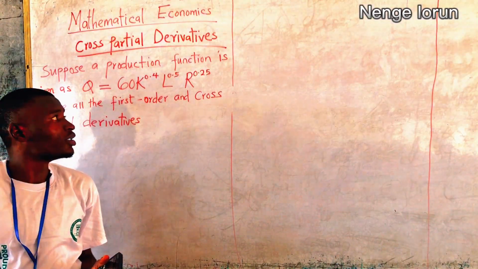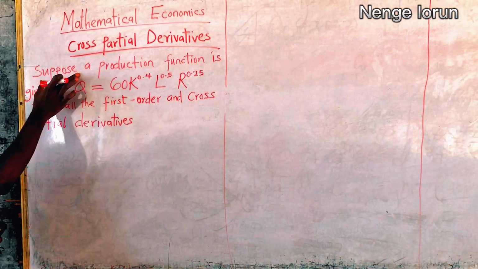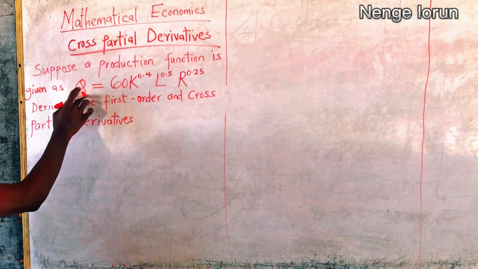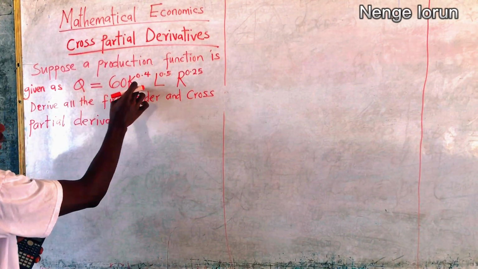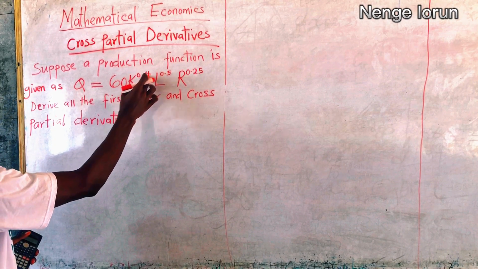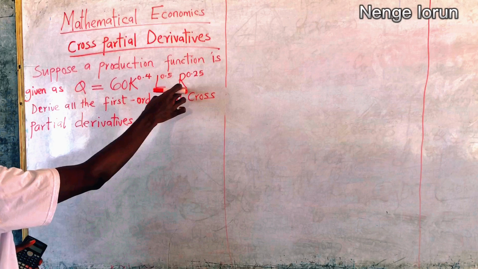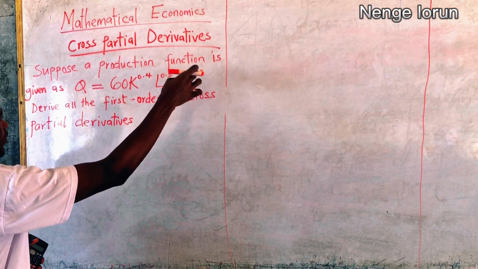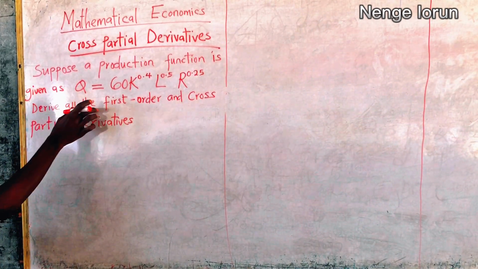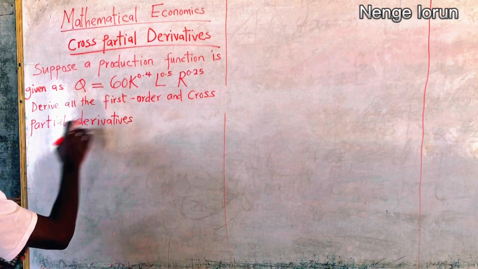We flow together. So now the question is, suppose a production function is given as Q equals 60K raised to the power of 0.4, L raised to the power of 0.5, and R raised to the power of 0.25. So the question is, derive all the first order and cross-partial derivatives.